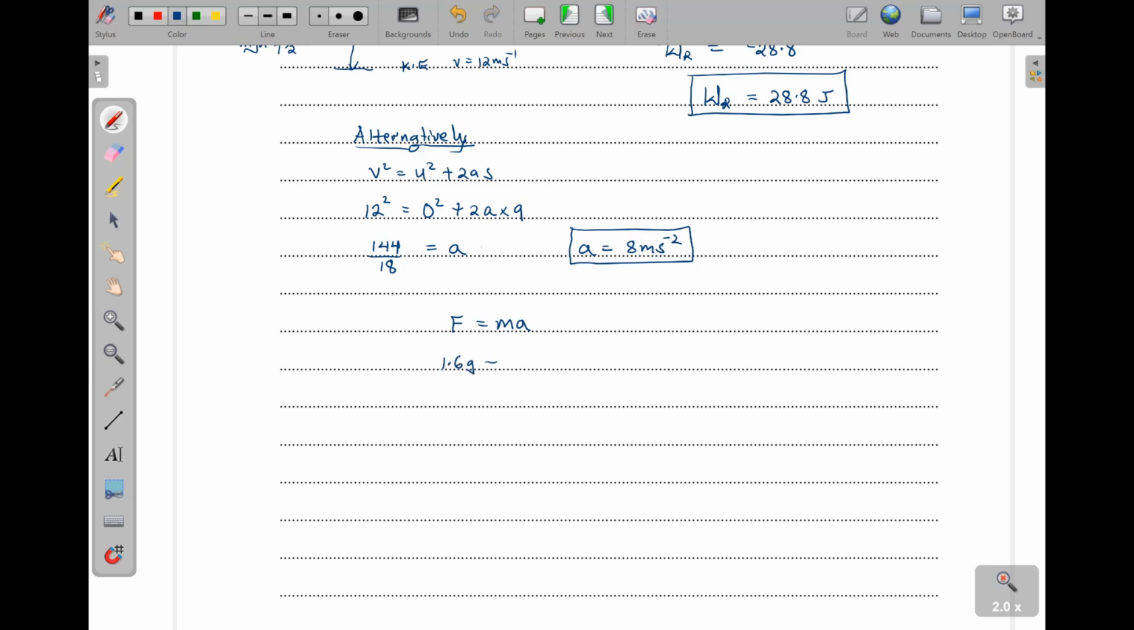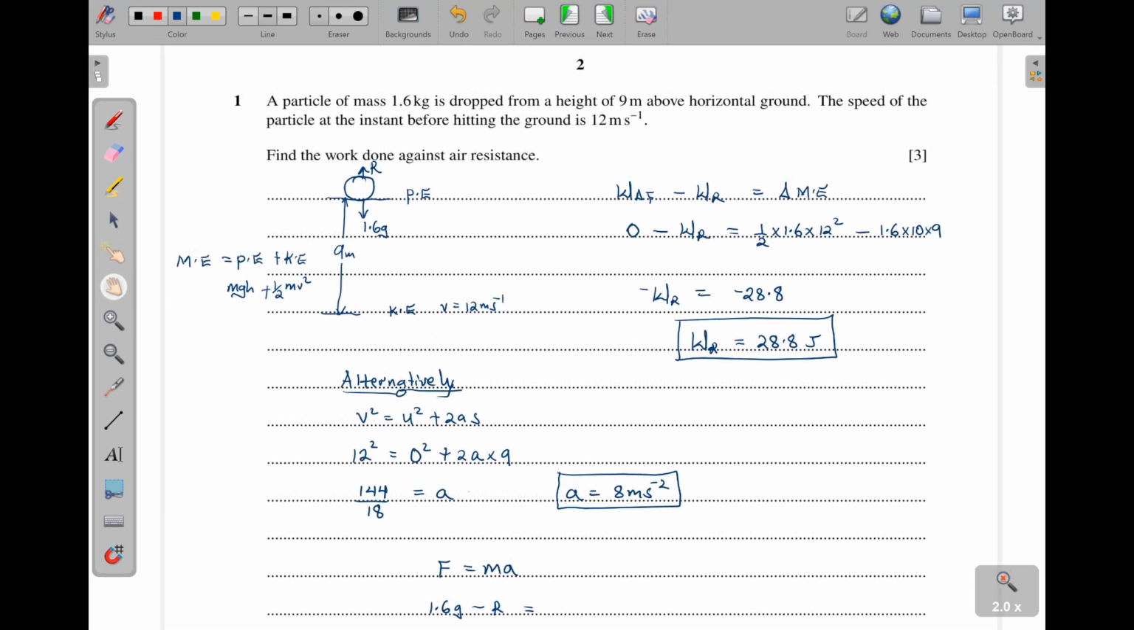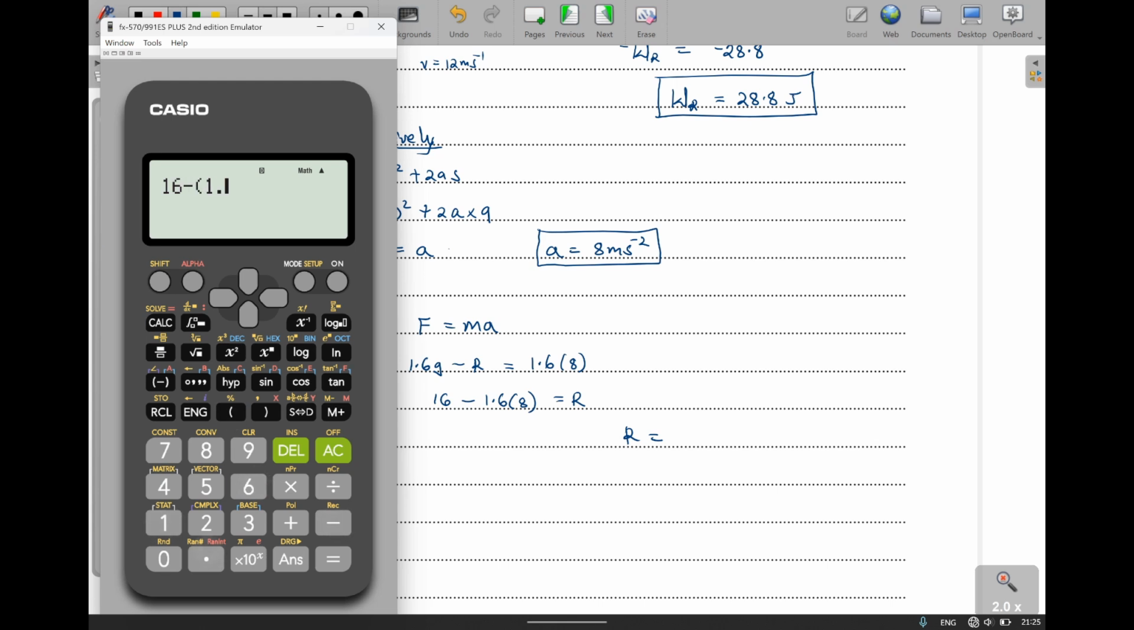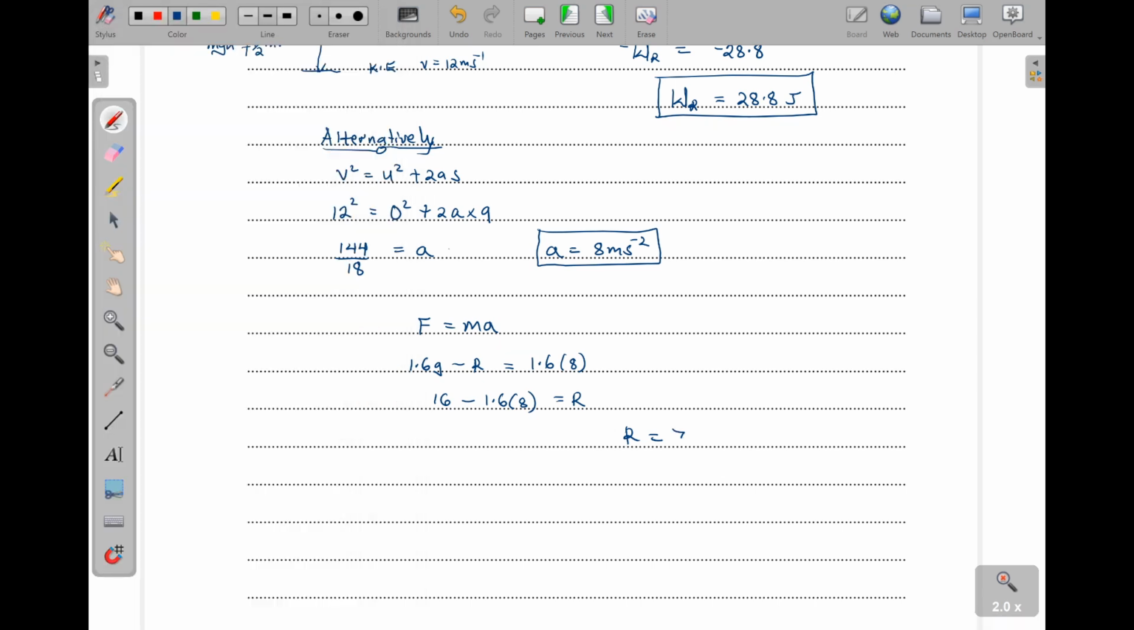1.6 G minus the R is equal to the mass of this particle, which is 1.6, times our A, which is 8. So making R the subject, we shall have 1.6 times 10, that is 16, then minus 1.6 times 8, that will give us our R. So what is R? 16 minus 1.6 times 8. This gives us 3.2 newtons, okay?